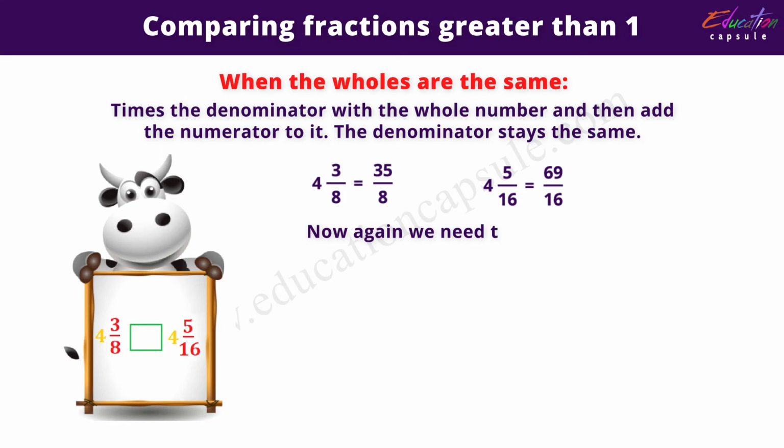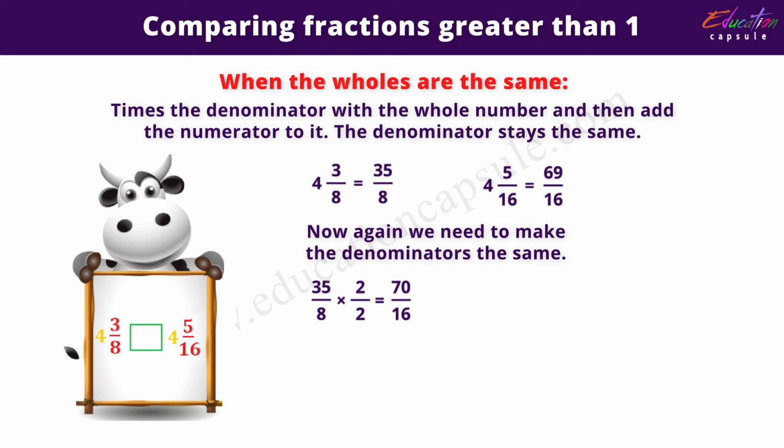Now again, we need to make the denominators the same. So we can convert 35 out of 8 by multiplying it by 2 on either side to get the answer as 70 out of 16. Since 70 out of 16 is greater than 69 out of 16, we can say that 4 wholes and 3/8 is greater than 4 wholes and 5/16.